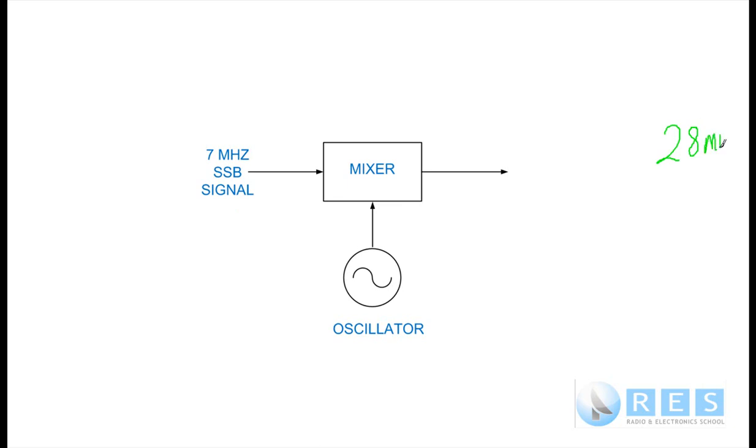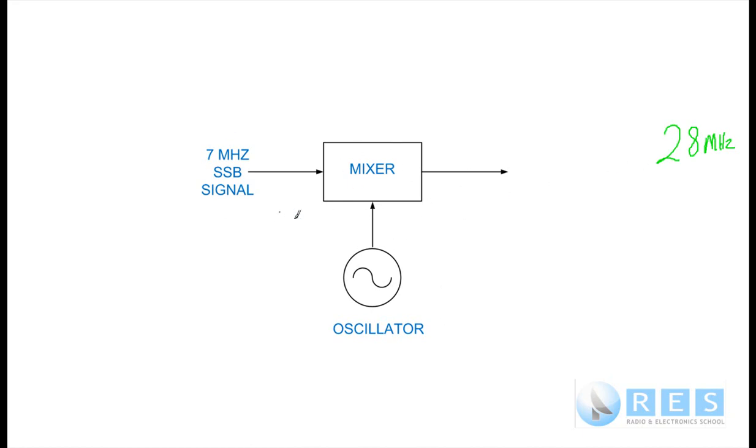because I just made that up. We want to transmit on 28 megahertz. So somehow we've got to convert this 7 megahertz signal to 28 megahertz. And then if we do that, all we have to do is put it into a power amplifier and the antenna, and away we go. Can we use a mixer to do that?